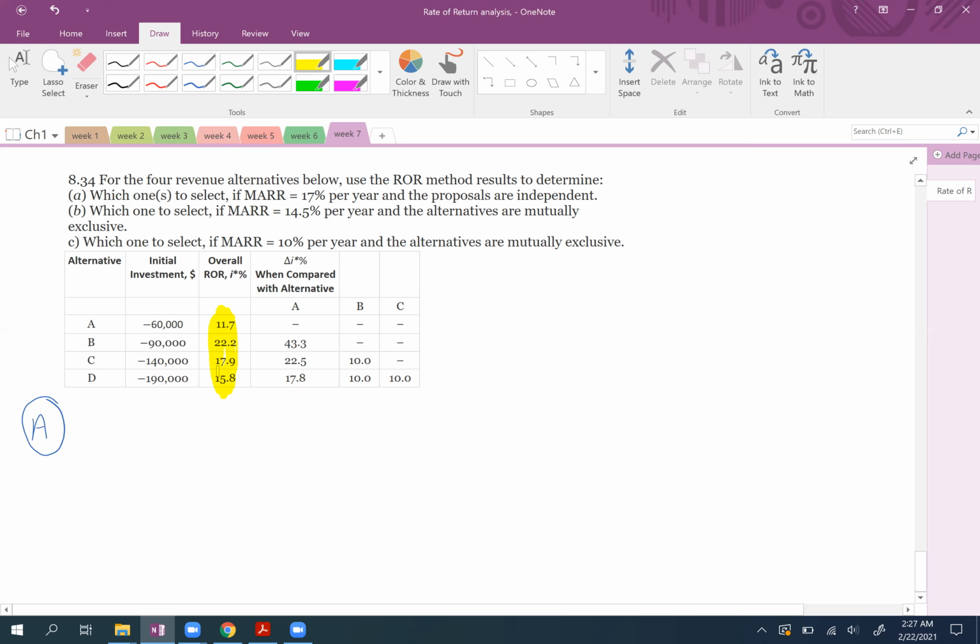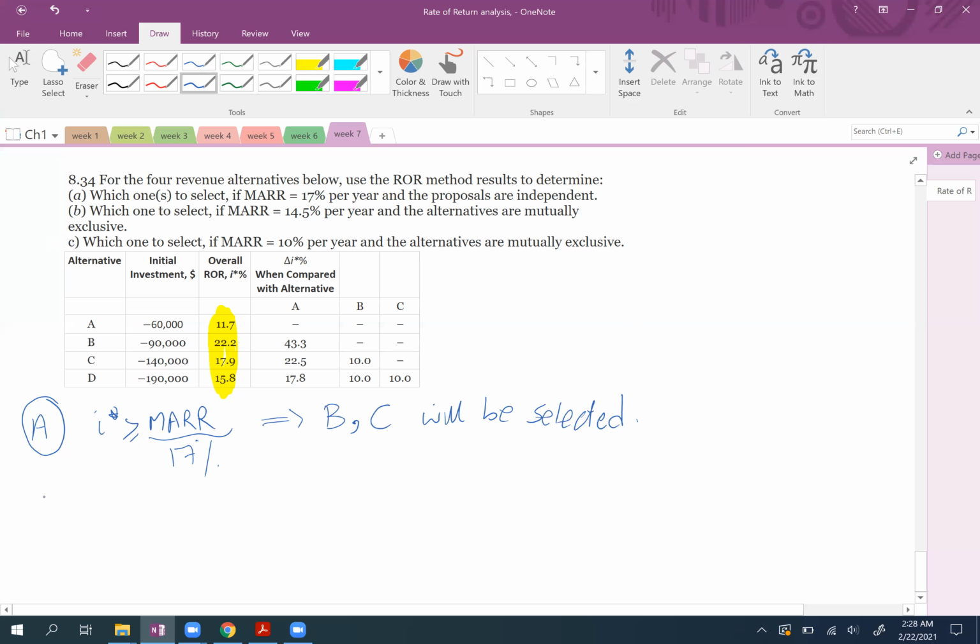So if the projects are independent, it means that when I star is greater than the minimum attractive rate of return, you can select those alternatives. So among the list of A, B, C, D, the ones which are greater than 17% will be selected. Therefore, I can say B and C will be selected, because we can have more than one alternative. We discussed this before.